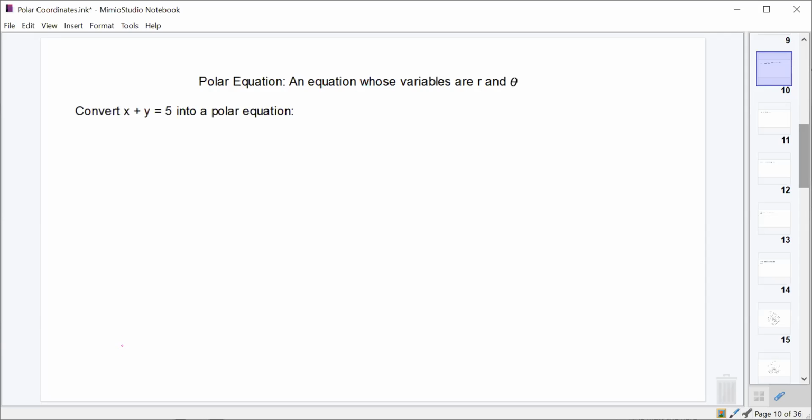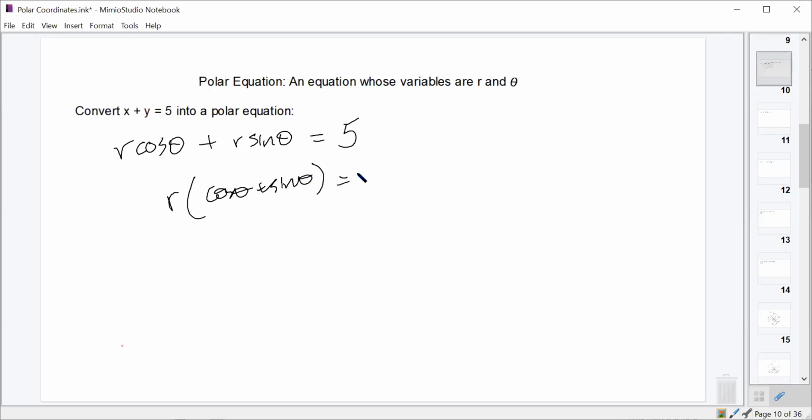Got to get everything in terms of r and theta. So how do I get x in terms of r and theta? Substitute r cosine theta. Yep. So we'll have r cosine theta plus, what are we going to substitute for the y? Ought to be r sine theta equals 5. And how do I solve that for r? Factor out r, and then parentheses cosine theta plus sine theta equals 5. Wonderful. And then divide, right?